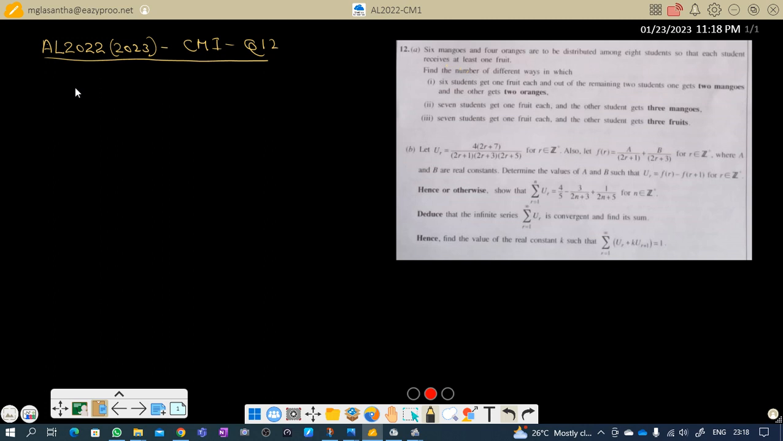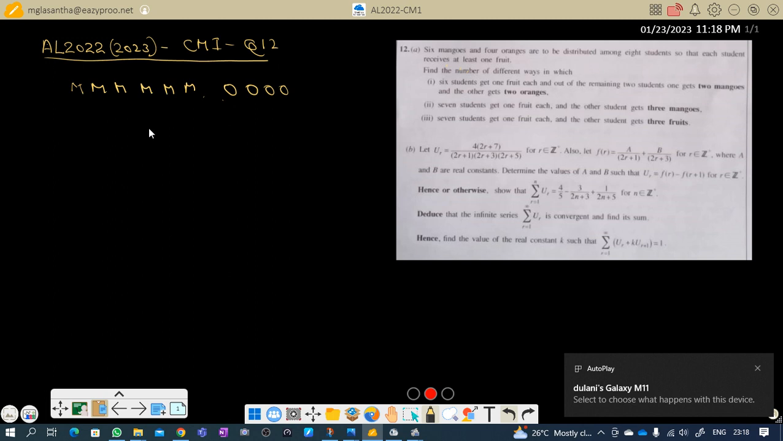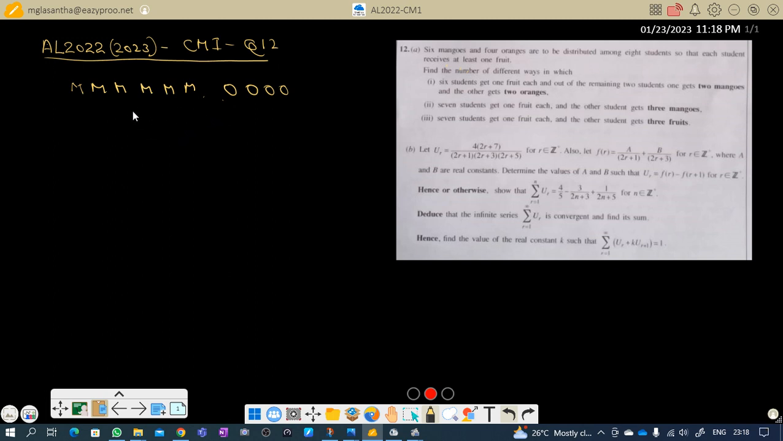Now you have 6 mangoes. You can take them as 6 M's, and 4 oranges as O's. You have to consider these oranges as similar, and mangoes are also similar, otherwise this sum is very complicated. In the first part, 6 students get 1 fruit each, and out of the remaining 2 students, one gets 2 mangoes and the other gets 2 oranges.